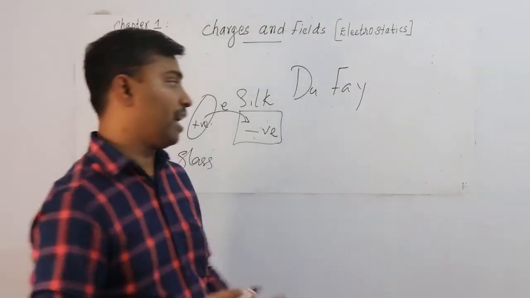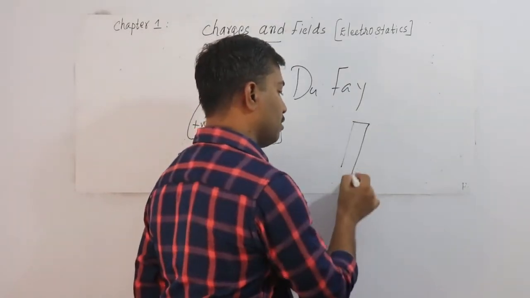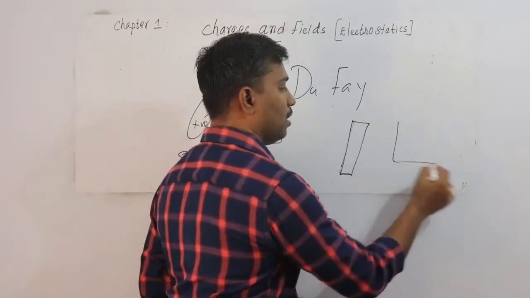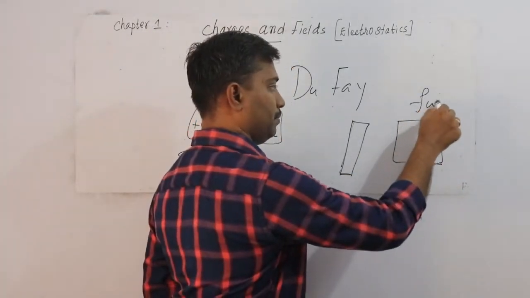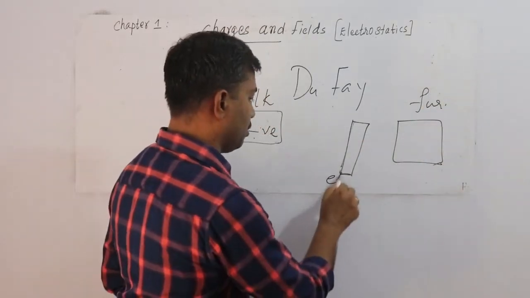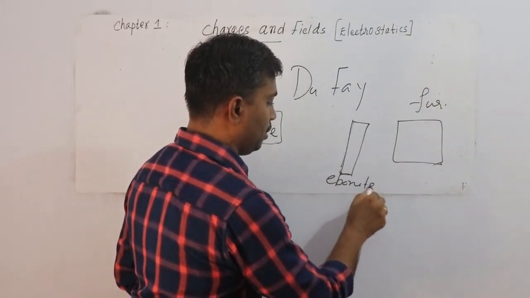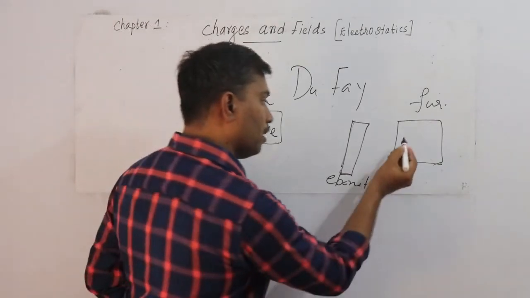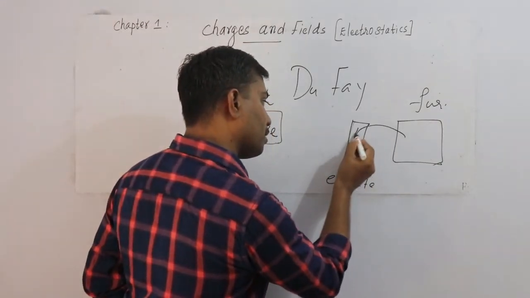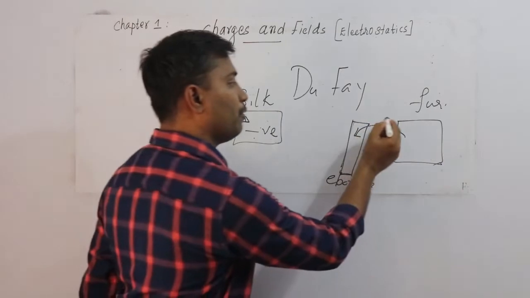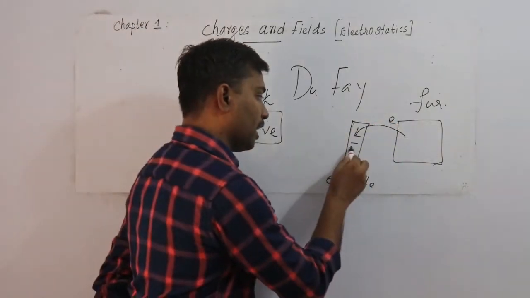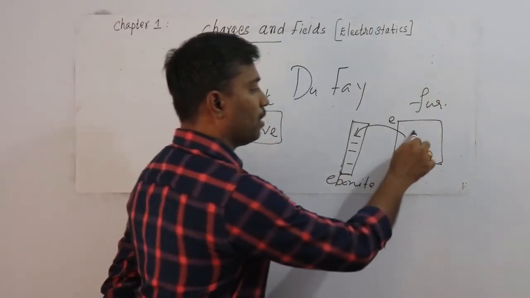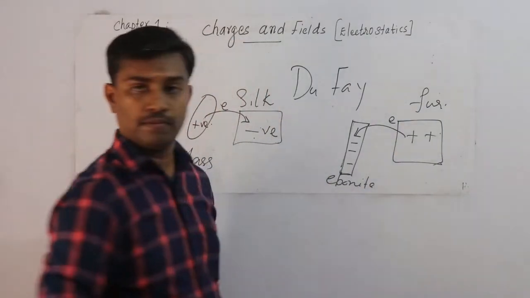In the case of ebonite, we consider this an ebonite rod. The ebonite rod is rubbed with fur. During rubbing, the electron is moved from fur to ebonite. So the ebonite rod gets negatively charged and the fur gets positively charged.